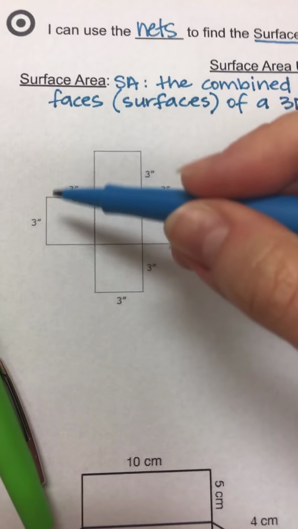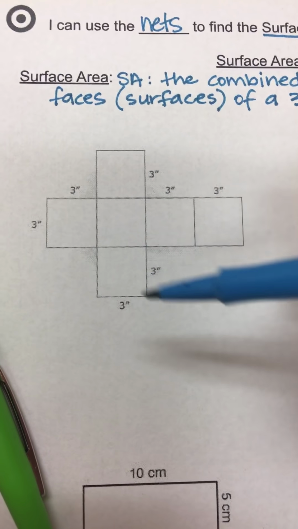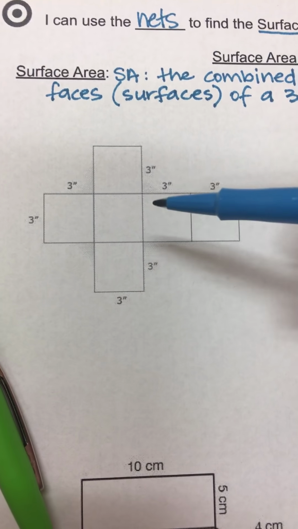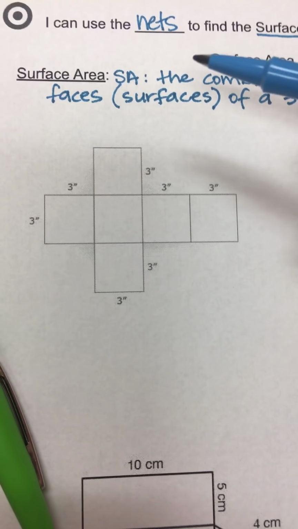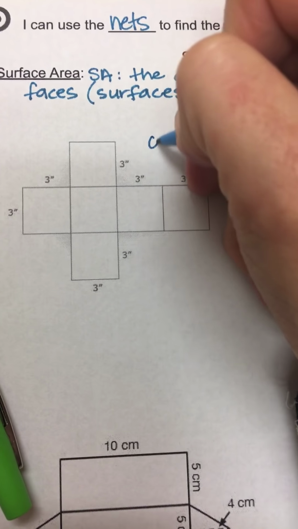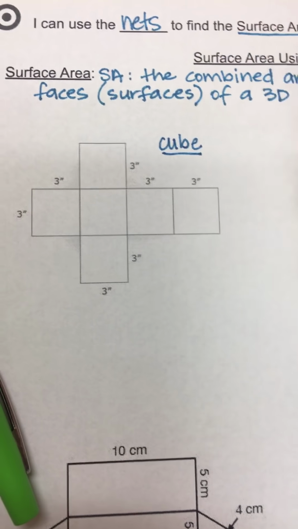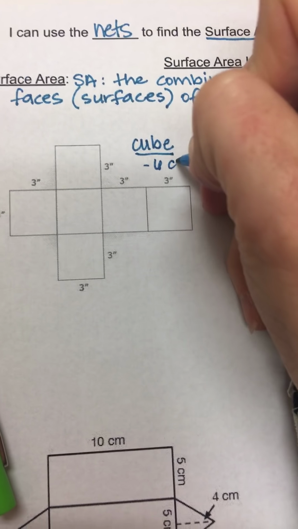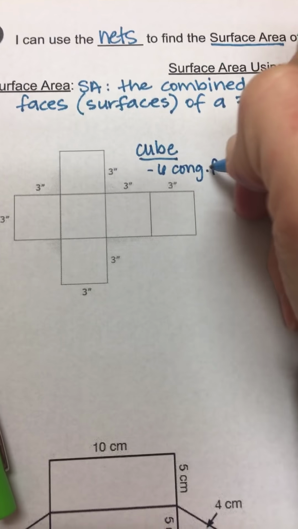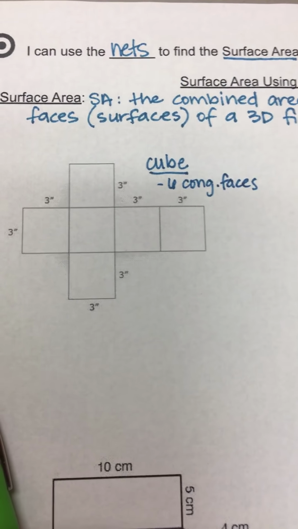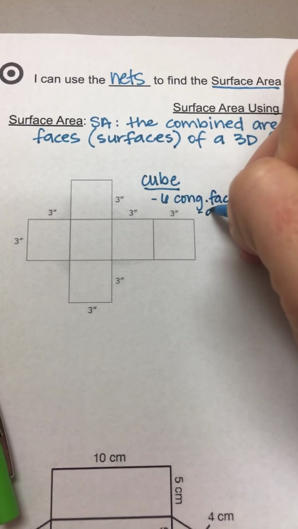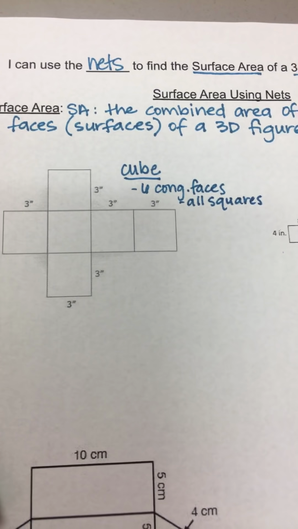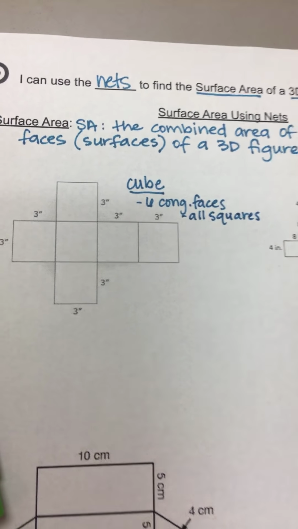So this is the first example that we're going to do, and this is a net. And when I look at this net, I see that this side is 3 and this side is 3, and all of the measurements are identical, which means this has to be a cube. And we know that a cube has 6 congruent faces, and all of them are squares in order for it to be a cube. So we're going to use that to our advantage.